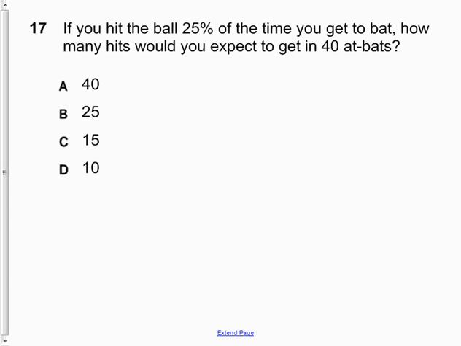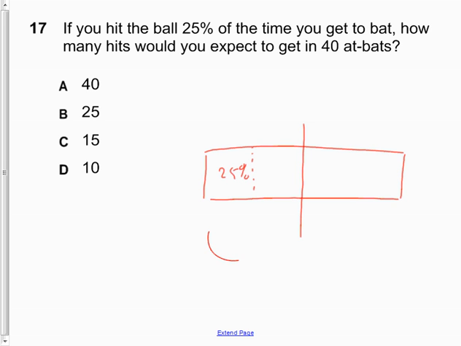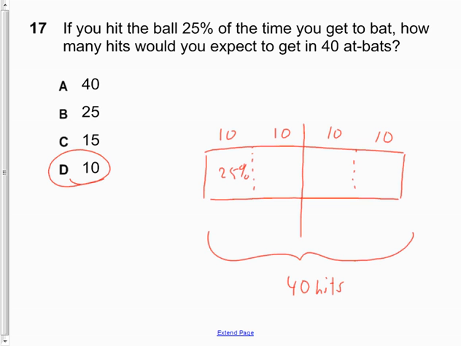Question 17 says, if you hit the ball 25% of the time you get to bat, how many hits would you expect to get at 40 at bats? So if I think this is 40 at bats, this is 40. All right, this is 50% of them, this is 25% of 40 hits. If I divided 40 into 4 equal parts, each of these would be 10 hits. So the answer is you would expect to get 10 hits, which again is D, 10 hits.